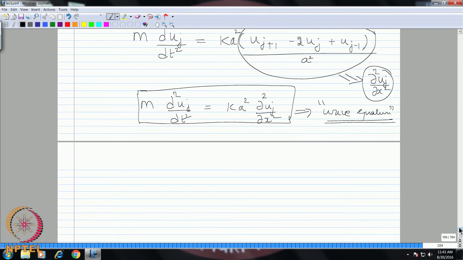This is also called your telegraph equation, whatever. These are basically all waves. So, to describe the waves, this is your commonly used wave equation.